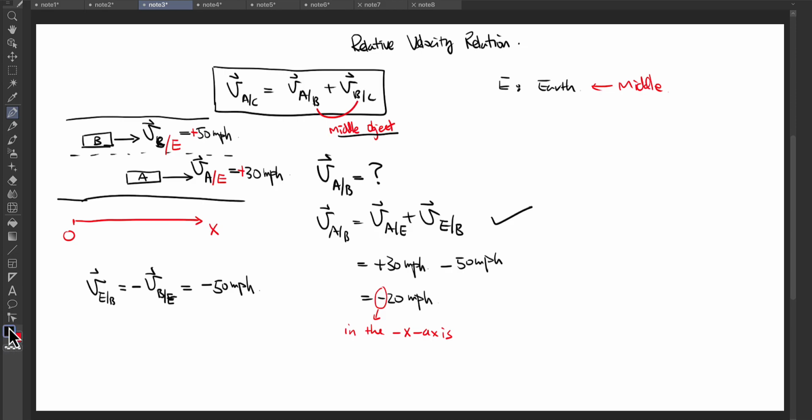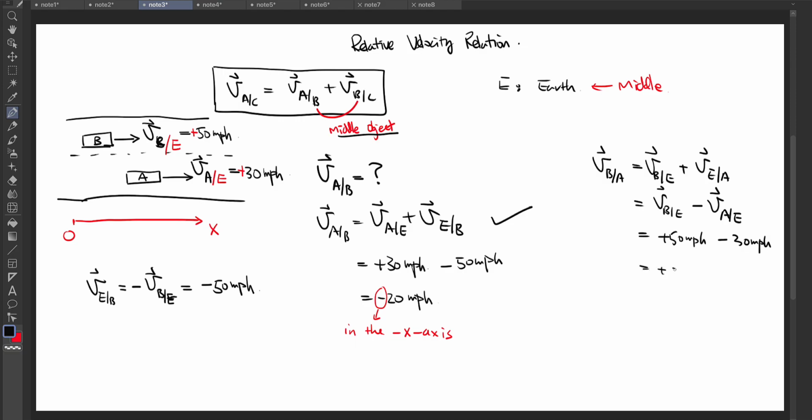All right, so can I do a similar calculation? Let's say I want to find VBA. Similarly, we have VB relative to the Earth, plus Earth relative to A. Again, I add a negative sign here and change it to AE, A relative to E. Now let's plug in the numbers. B relative to the Earth is positive 50. A relative to the Earth is positive 30. So you get positive 20 miles per hour. So B relative to A is moving forward, in the positive x-axis. We can also apply this relative velocities formula to multiple objects.